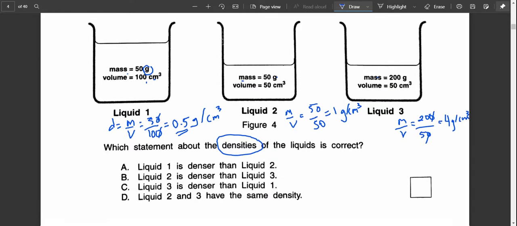So let's have a look at statement A. Liquid 1 is denser than liquid 2. You can see that liquid 2 is 1, while this one is 0.5. So it's not denser, it's less dense. Statement 2, liquid 2 is denser than liquid 3. Again, 4 to 1, so that one is also not correct. Liquid 3 is denser than liquid 1. You can see 4 is more than 0.5. That one is true. Liquid 2 and liquid 3 have the same density. It's not true, therefore the answer is C.